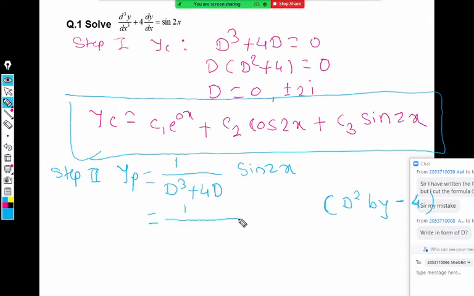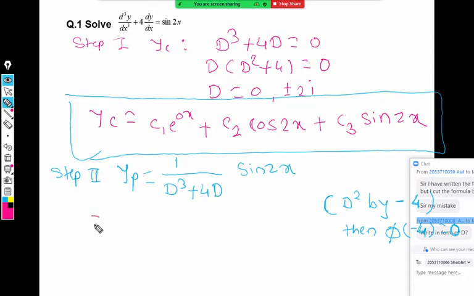So here d cube can be written as d square into d. If you replace d square by minus 4, it becomes minus 4d plus 4d. So phi of minus 4 is coming 0. When you replace d square by minus 4, it is coming 0. So what should be done? You can observe when you replace d square by minus 4, it becomes minus 4d plus 4d. That is coming as 0.